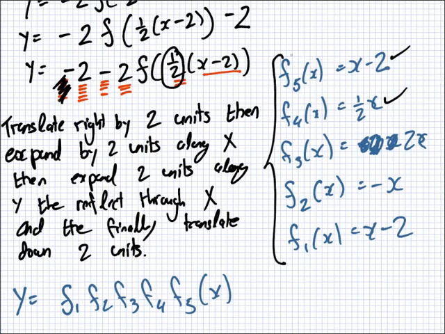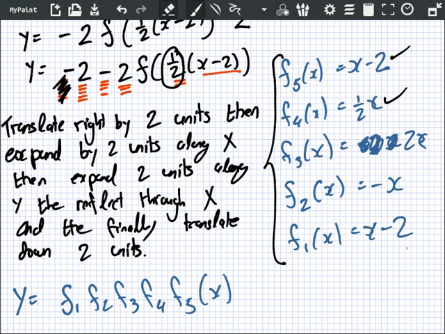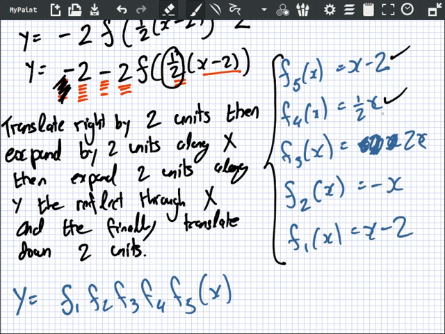I want to call these A, B, C, D, E. Okay, so A, what do we do? x minus 2. B, half x. C, 2x. D, minus x. E, x minus 2. Is that right? Yeah. First you minus 2, then you half it, then you calculate f. Yes, it's right.